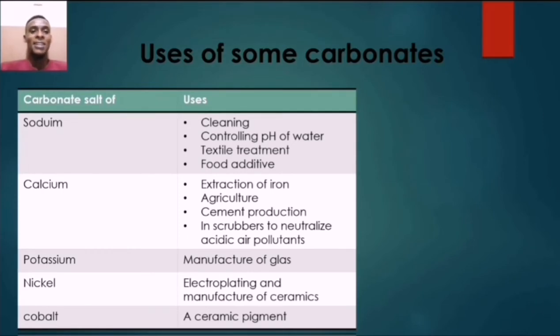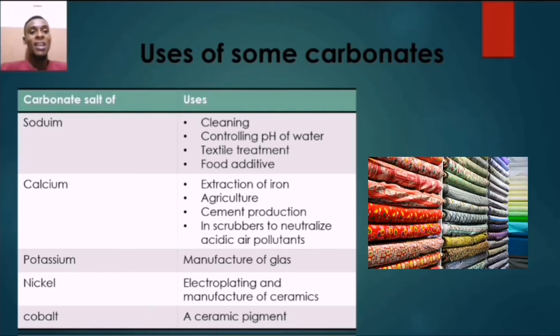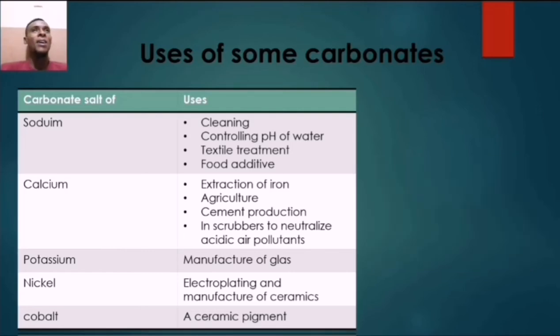Uses of carbonates. The first use of carbonate, we have sodium. It's used for cleaning, for controlling pH of water, textile treatment, and the carbonate is also used as a food additive. And I can tell you that sodium trioxocarbonate is also used in the making of glass. Although you can see this in regards to potassium, sodium trioxocarbonate is also used in the making of glass. So let's go to calcium.